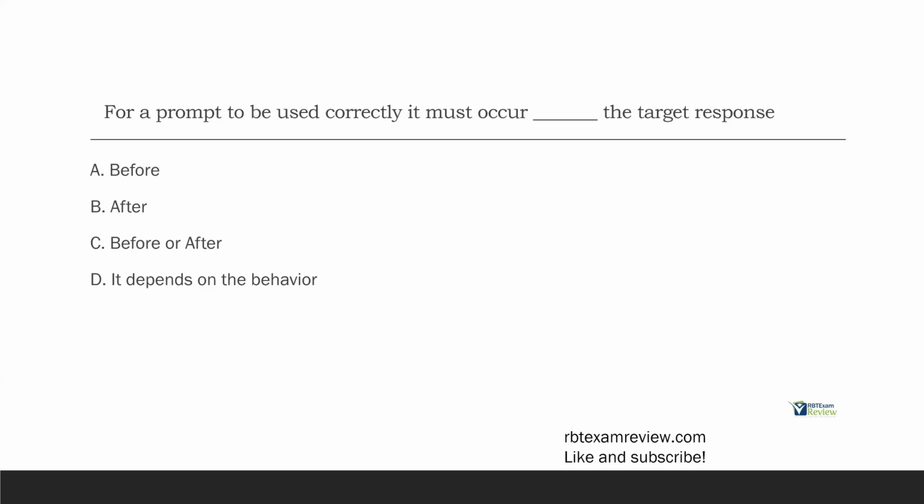It's not before or after, so we don't have the response, deliver feedback, and then prompt. It isn't after the behavior. It's going to be before. A correct prompt happens before the target response occurs. We give our SD, we prompt, then a response occurs, then a consequence. For a prompt to be used correctly, it has to occur before the target response. Again, remember, a prompt is just a temporary SD. An SD comes before the response. Therefore, a prompt must come before the response.